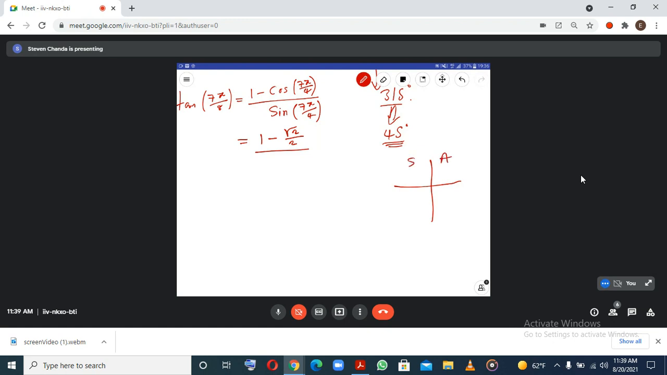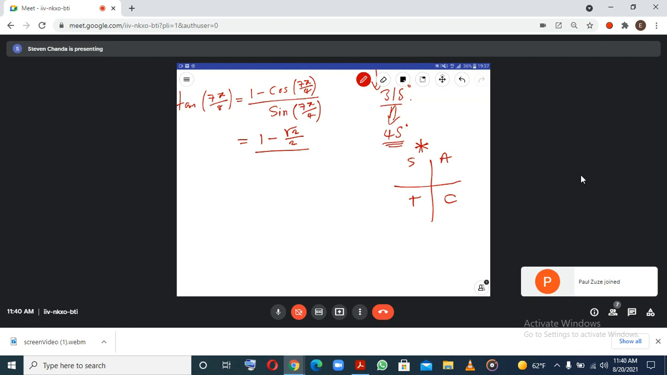So meaning in this one, it's only what? It's only sine, which is going to be positive, right? So meaning that the answer that we are going to get has to be a negative. That makes sense, right? Yeah, so that's what should happen.